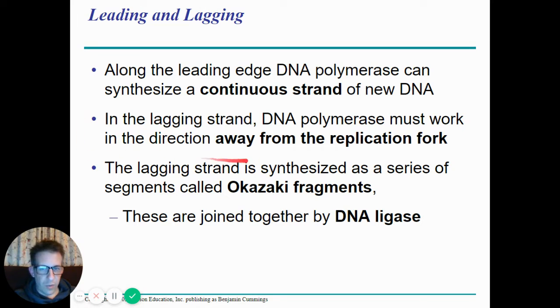Now the lagging strand is where people start to get a little bit more confused about what's happening when the DNA base pairs get laid down. In the lagging strand, the DNA polymerase must work in a direction away from the replication fork, but the overall direction of replication still has to happen towards the replication fork. And so what this creates are these little fragments of DNA. Instead of one long continuous leading strand, we get these little chunks called Okazaki fragments.